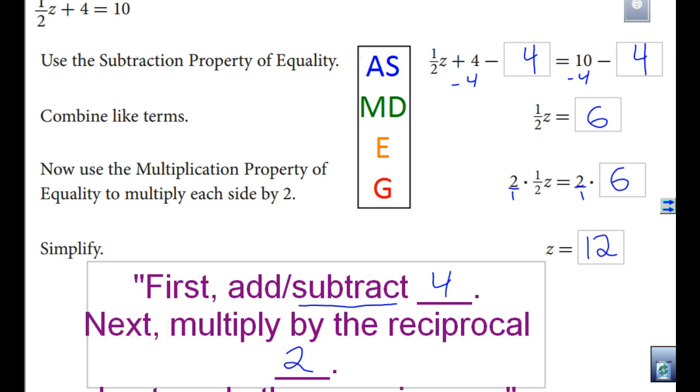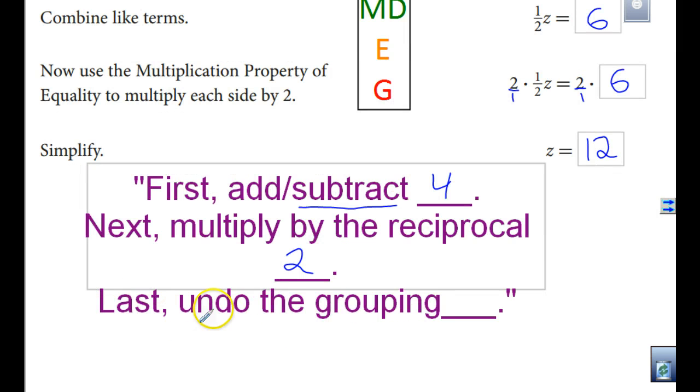Be able to write these out in words. And if we had grouping, we'd undo the grouping. These are just examples, sentence frames that you might use if they ask you to explain the steps.